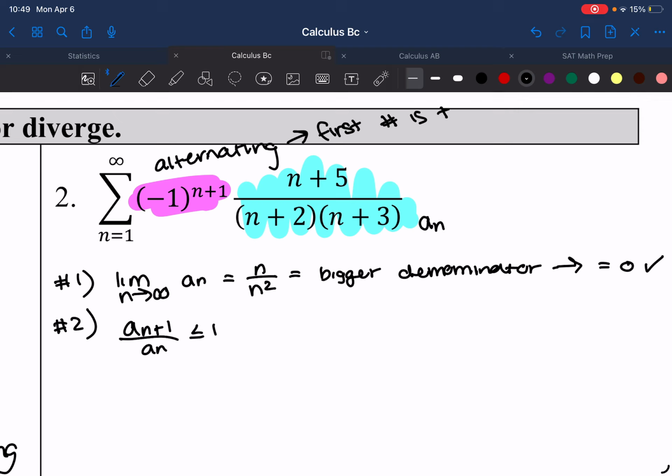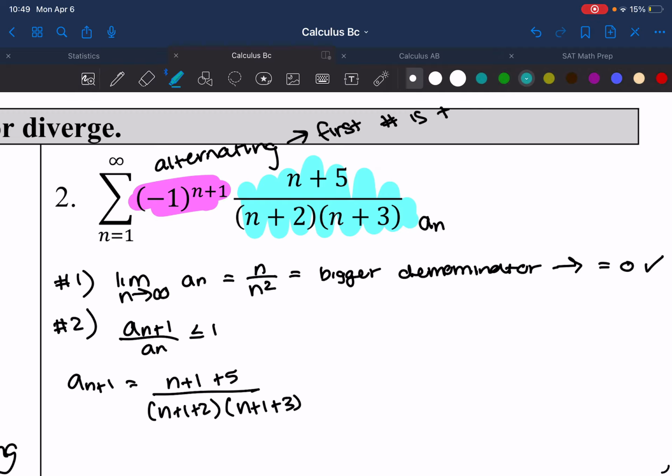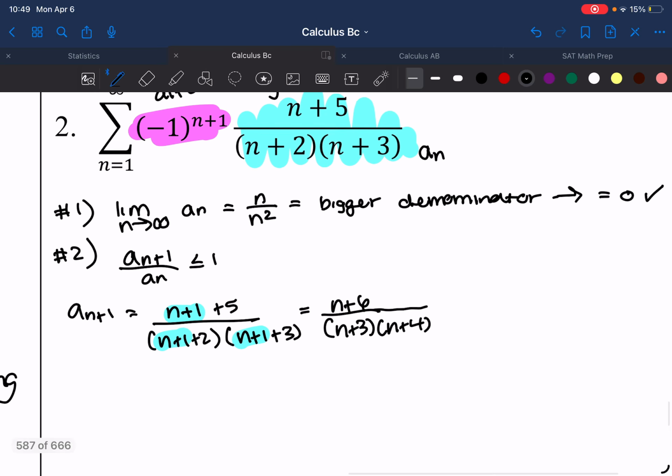Well, we know this is a sub n, so what we need to find first is a sub n plus 1. And so all that means is anywhere there's an n, we're just going to add 1. So this is n plus 1 plus 5 over n plus 1 plus 2 and n plus 1 plus 3. Notice anywhere there was an n, I replaced it with n plus 1. Then I can simplify that. That becomes n plus 6 over n plus 3 times n plus 4. That is a sub n plus 1.